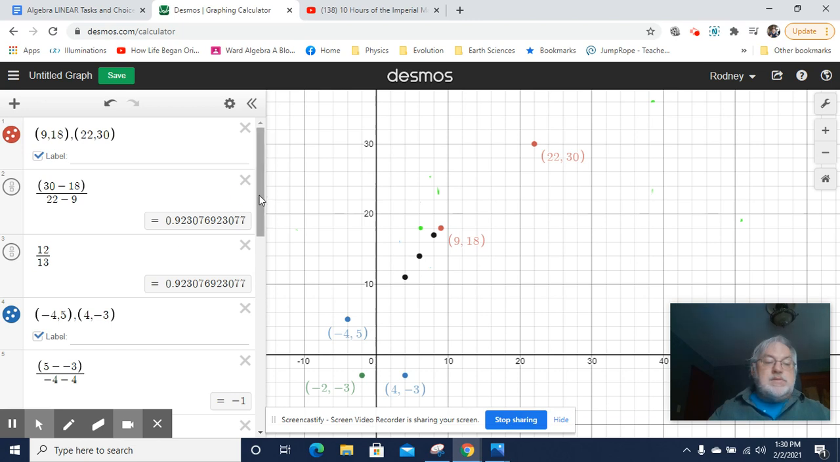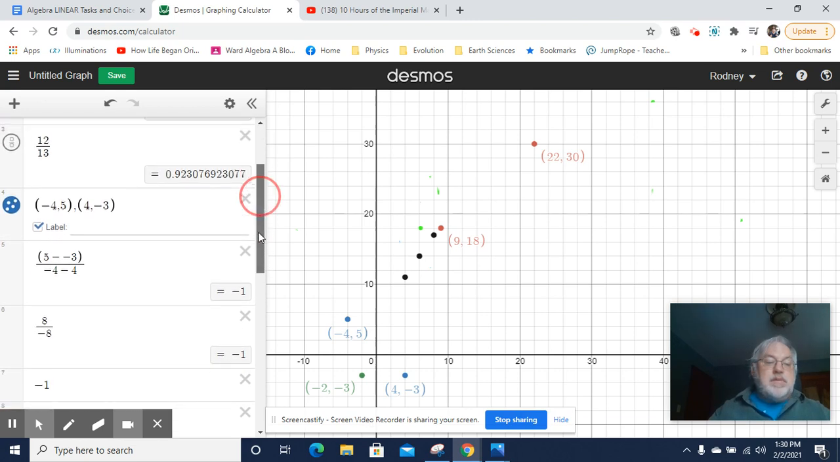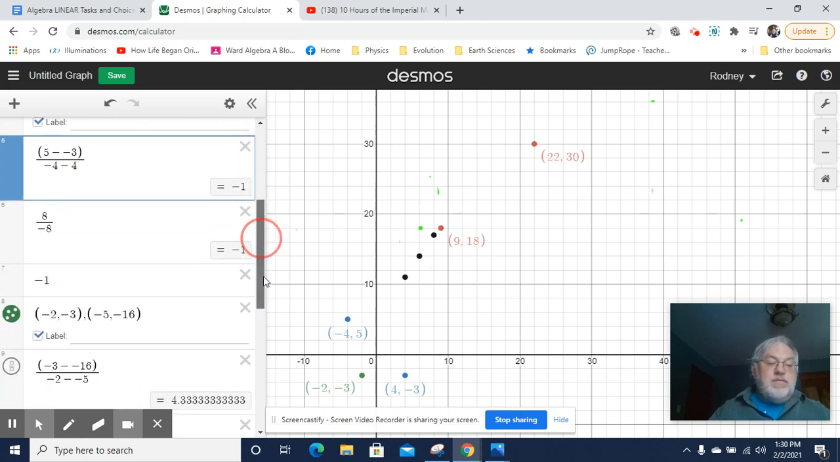And then for the next pair, negative 4, 5, and 4, negative 3, you could have done 5 minus negative 3 for the rise, which becomes 8, and negative 4 minus 4, which becomes the change in x, and that becomes negative 8. So 8 over negative 8 is negative 1. So the slope for that one is negative 1.